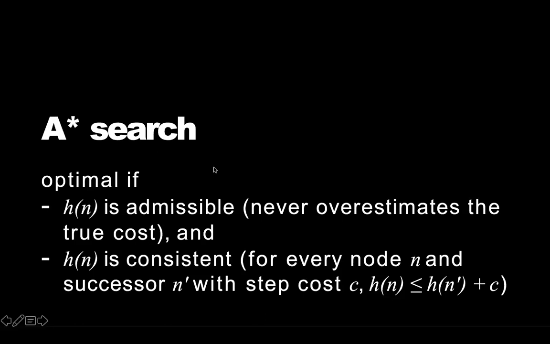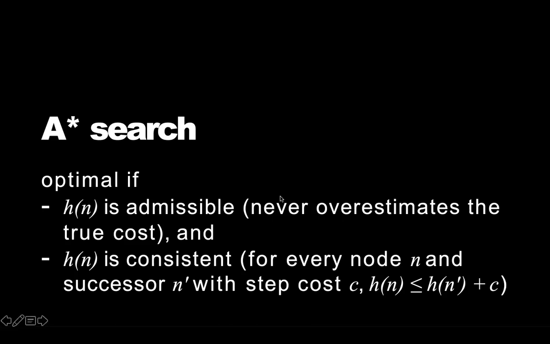A star search is admissible. A star search works best when it is admissible and it is consistent. Admissible means that when we estimate a heuristic of the cost, it should never be more than the true value. So we should never overestimate. We should never predict that our goal is further than it actually is. So that is when A star search is optimal, when we have estimated the cost to be exactly the same or lesser, but not more than what it is in real life.